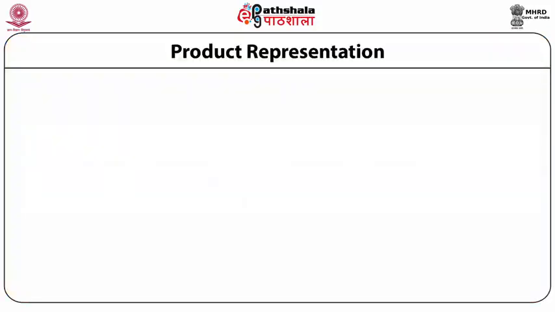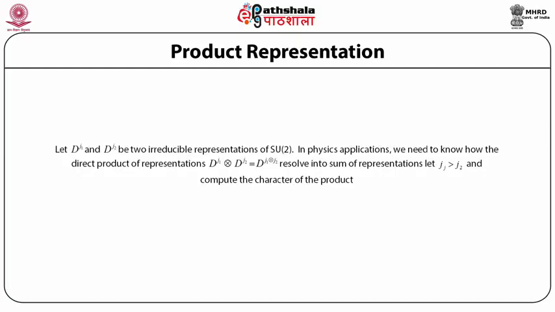We will now discuss the product representation of the Lie groups. The product representations are of immense application in physics, and it is very important to know how the direct product of representations resolves into the sum of irreducible representations. For this, let us consider two irreducible representations of the group SU2. Let these two representations be designated by the representations Dj1 and Dj2.